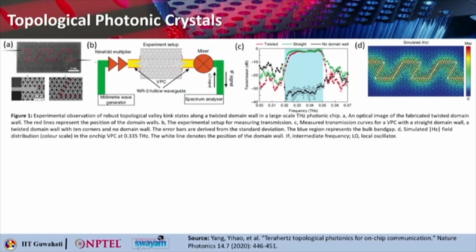Okay, and then this is the final transmission graph that you see. What is important to notice here is that if there is no domain wall, the transmission drops significantly because of the scattering losses in this very sharp case. But in the case of the straight and the twisted, both show similar performance. That is where photonic crystals are very useful. Topological photonic crystals are very useful for making these high channel waveguides.